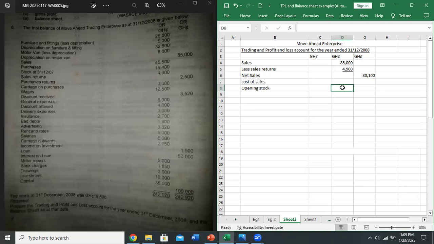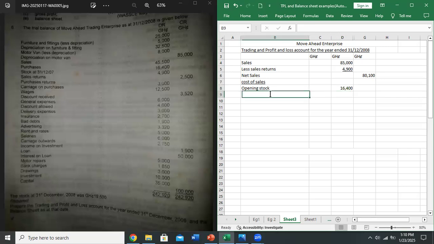So the closing period of the previous year, okay, will lead you into the opening year, right? So 31st December 2007 is virtually the same as 1st January 2008. So always compare the year you are reporting and know your opening date and your closing date. So opening stock is 16,400.